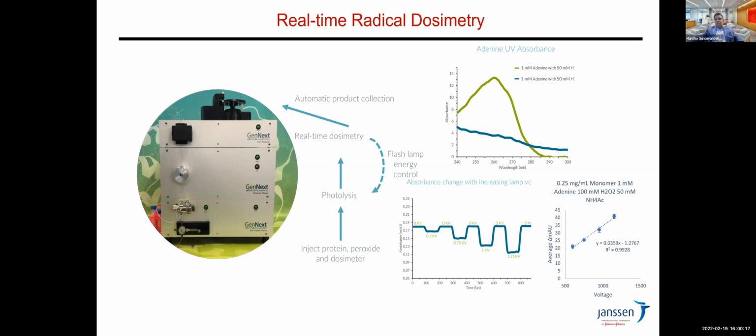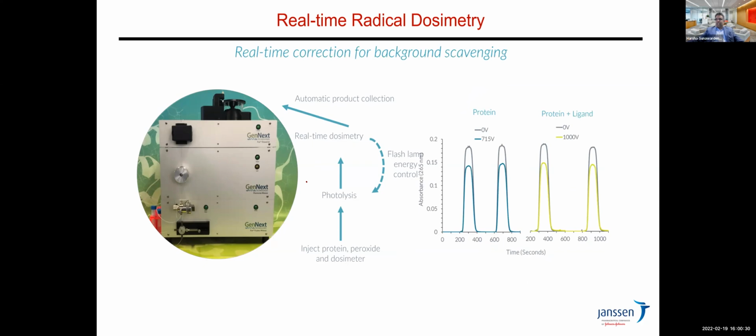Once we determine the radical load of the bispecific antibody monomer, we do a similar experiment to ensure we do not have any background scavenging as shown here. So we can actually do a comparison between the protein in the presence and absence of the ligand. After we do this radical dosimetry experiment, we are now ready to perform the actual HRPF experiment.